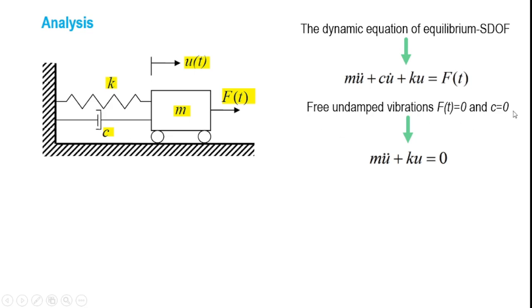So if we make this substitution, the general dynamic equation of equilibrium will reduce to a simple equation, that is m u double dot plus k u equal to 0, because we don't have a term c u dot, and F(t) is also 0. So now we are going to analyze this simple linear homogeneous differential equation in order to obtain the response of the system. Remember here, the system parameters are the mass m and the stiffness k, and we would like to obtain the response of the system u at any time, u(t).